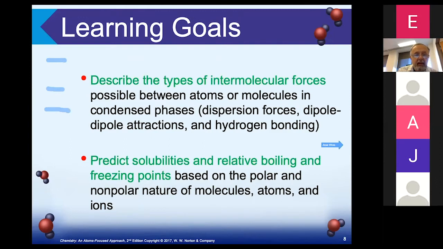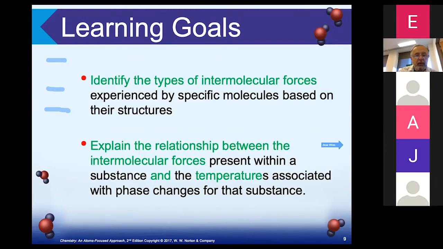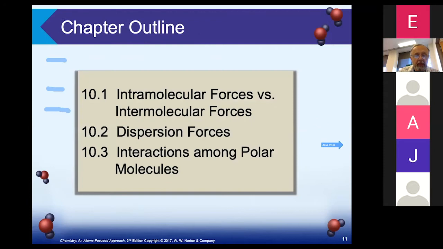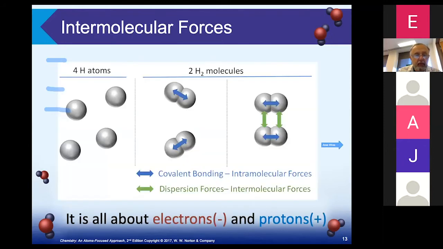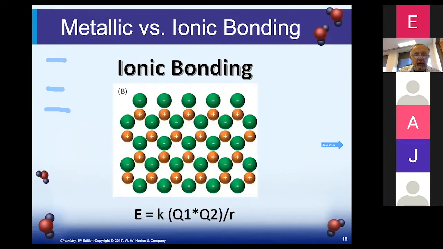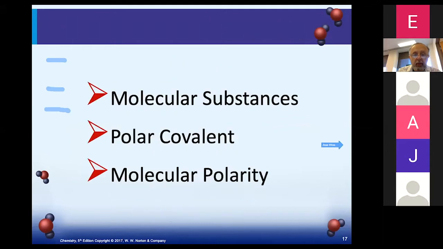So these are the learning goals that we saw last time. We went over these three things that I wanted to cover in the first part. We talked about 10.1, 10.2, and now we're about to talk about polar molecules and their interactions. So let's go back. We discussed metallic bonding and ionic bonding. If you have questions on these, please feel free to let me know.